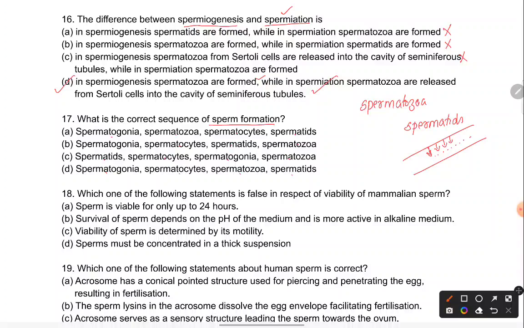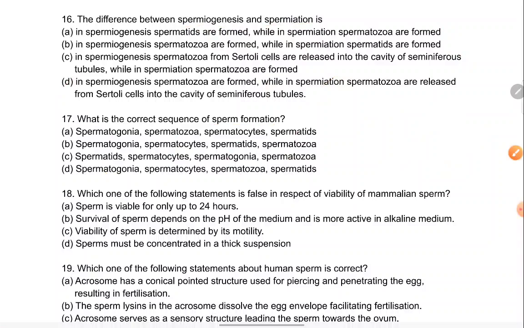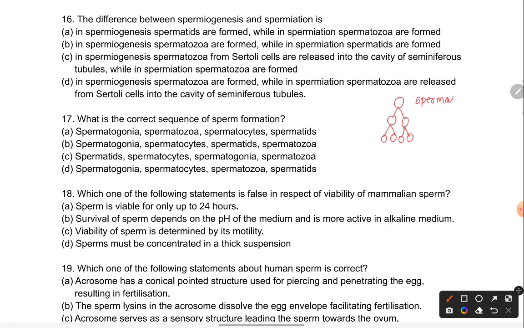Here you must remember spermatogenesis, or the formation of gametes. Do you remember all this? See the formation of the spermatozoa: it starts from spermatogonial cells. At first, continuous mitosis will take place. After continuous mitosis, the number of spermatogonial cells will increase. All these are spermatogonial cells.